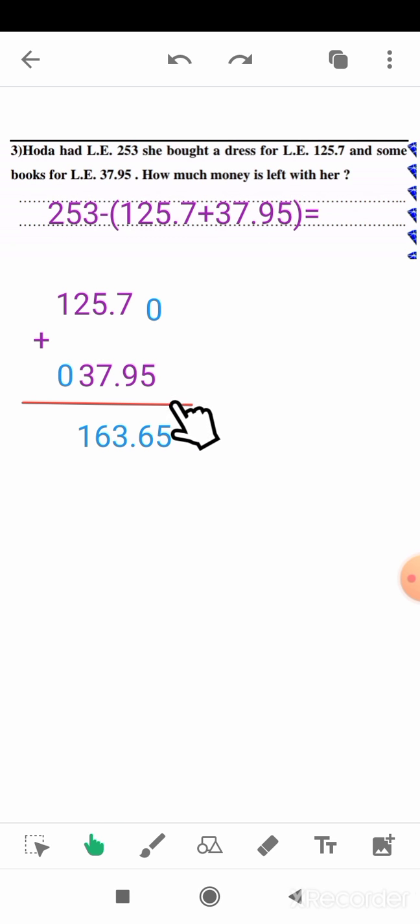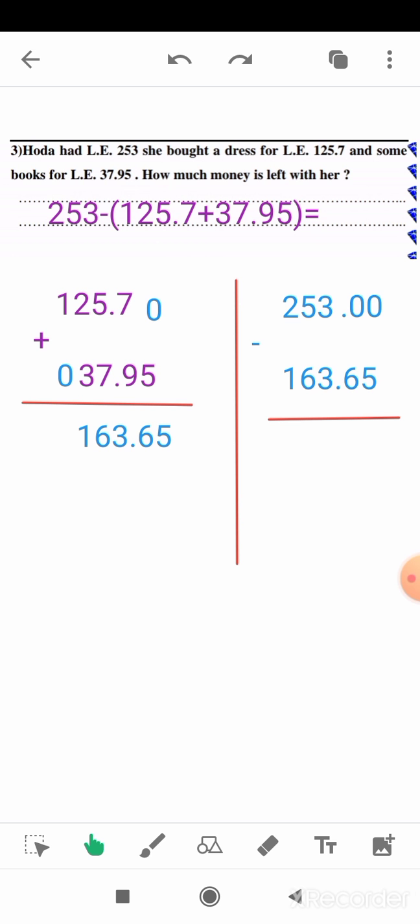0 plus 5 equals 5, 7 plus 9 equals 16, 6 and carry 1. 1 plus 5 equals 6, 6 plus 7 equals 13, 3 and carry 1. 1 plus 2 equals 3, 3 plus 3 equals 6. 1 plus 1 equals 1. Okay, and I will take this result and subtract it from the big number.